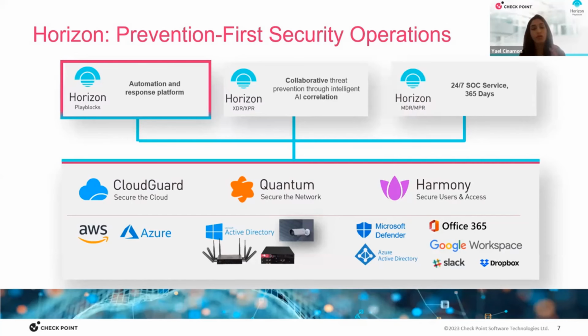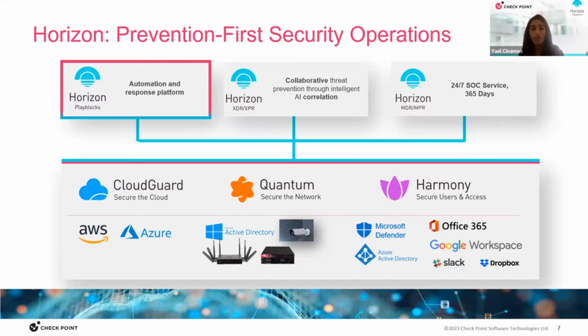And Horizon Playblocks, which is the automation and response platform that can get any kind of trigger from any kind of security tools connected to it and carry out the needed preventive action. That is the platform that actually handles the response part. This is, of course, sold as a different unit, but comes included with Horizon XDR. So for those of you who are already interested in or aware of Horizon XDR, or actually a customer of ours, Horizon Playblocks is included with the Horizon XDR license.